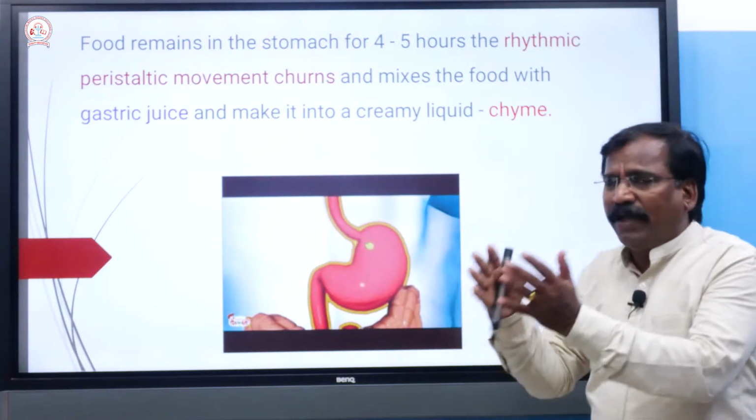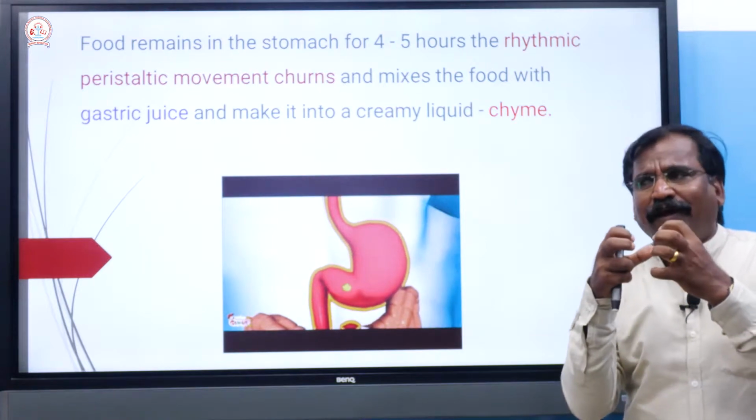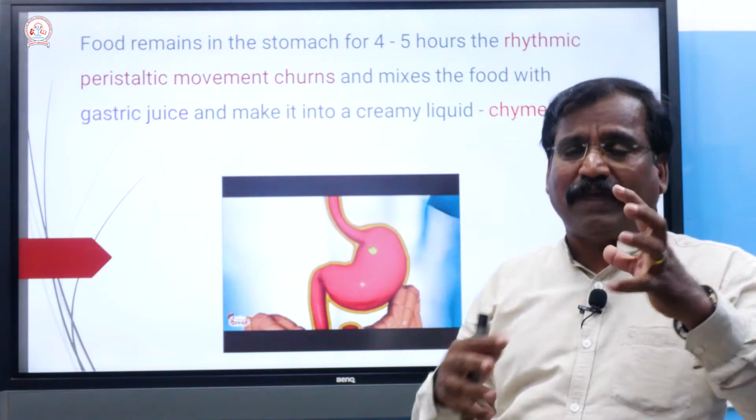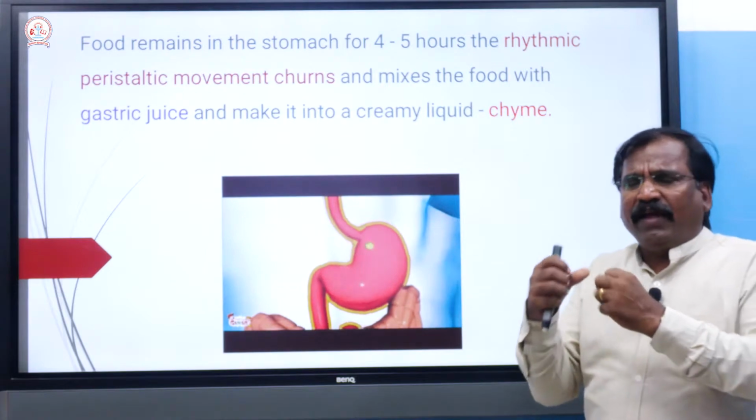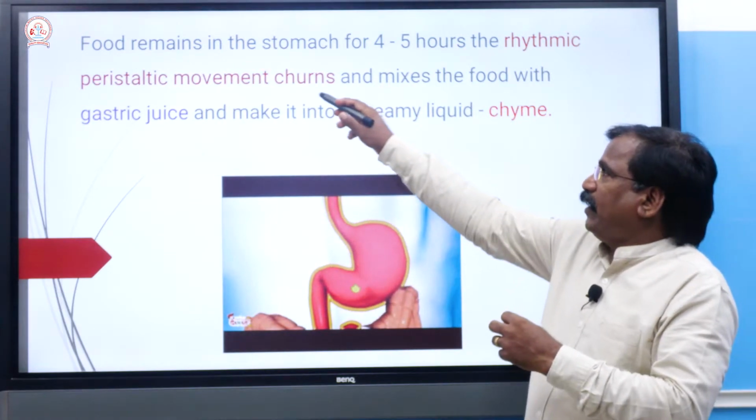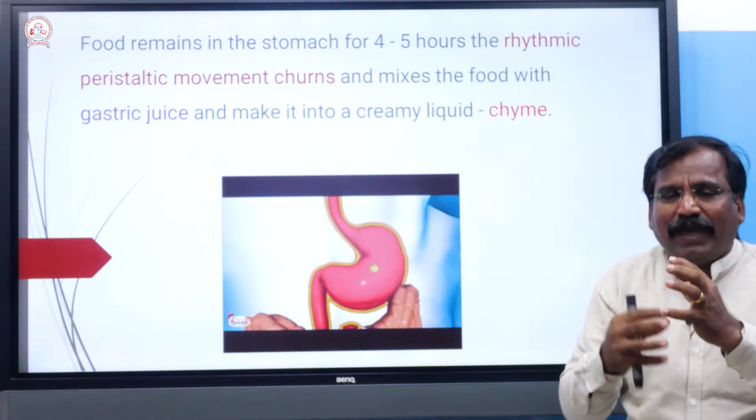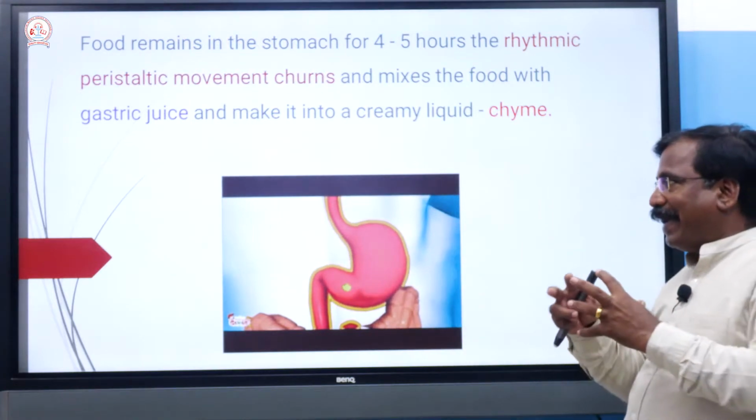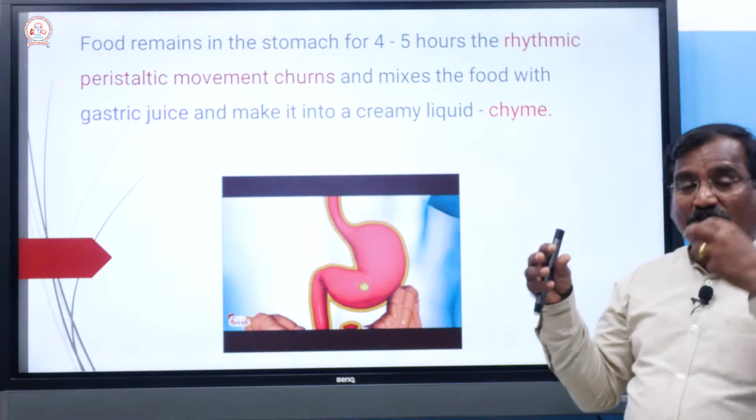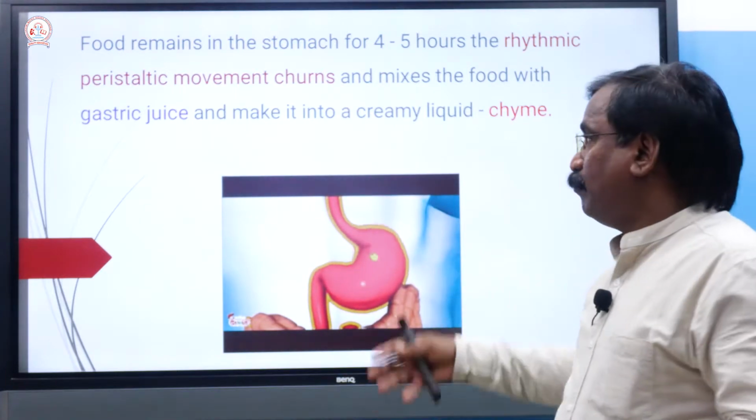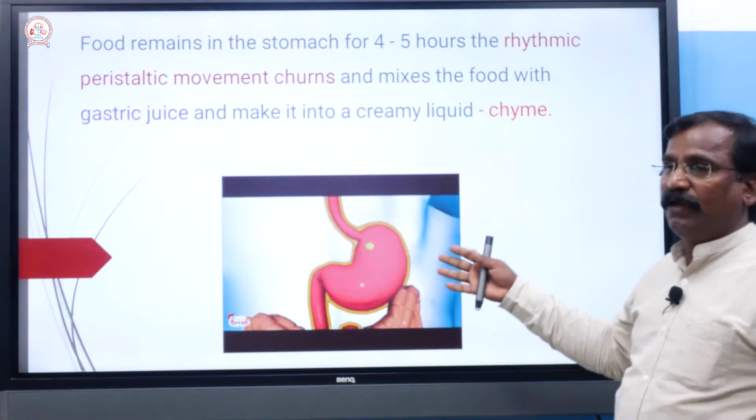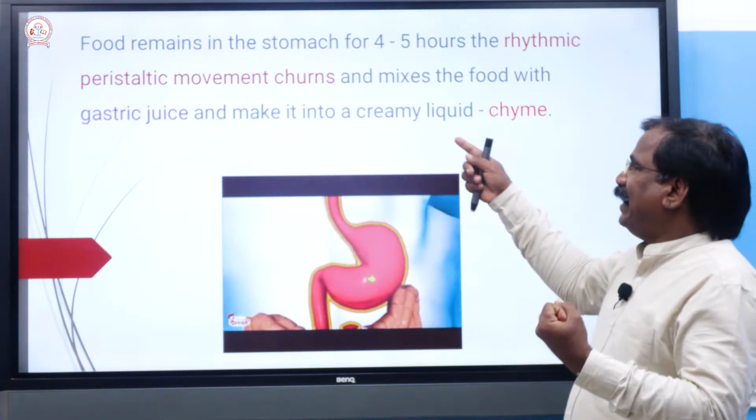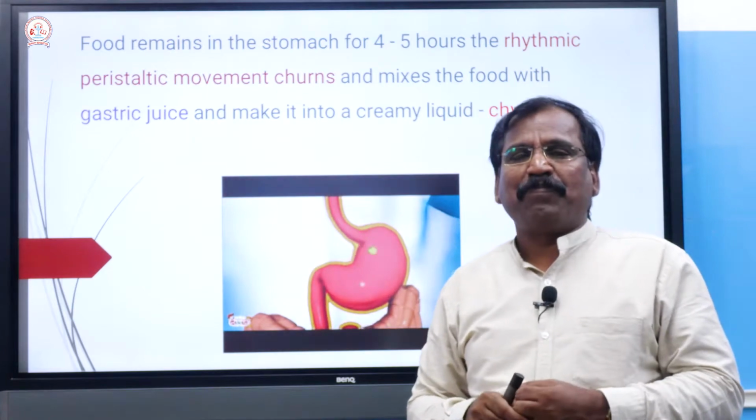By the action of this peristaltic movement and also the gastric juice, because of the action of the HCl and the enzymes on the food, that is called the churning process. Here it churns, so the enzymes mix with the food and digestion takes place. So the bolus, by the peristaltic movement, the churning, and the action of the enzymes, is now converted into a creamy liquid. It is called chyme.